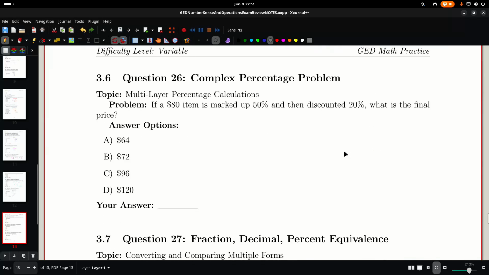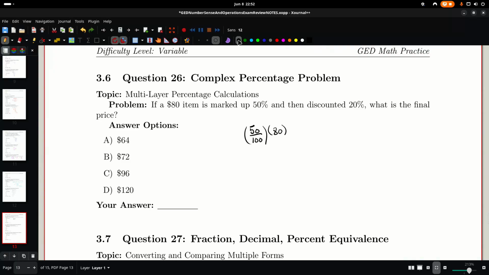Okay. Question 26, complex percentage problem. If an $80 item is marked up by 50% and then discounted by 20%, what's the final price? This is kind of similar to one of the other ones we did earlier. So we have $80 marked up by 50%. Well, what's 50% of 80? 50 over 100 times 80.